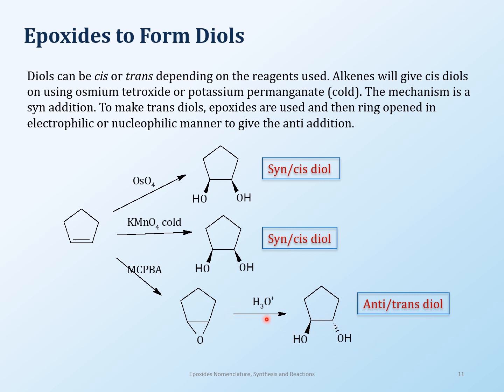Now, you can also use hydroxide here, by the way, and I have that in the slides before. So you can use either H3O plus or hydroxide. Either electrophilic or nucleophilic, it doesn't matter. The main thing is you're going to get a trans diol using an epoxide. Depending on what kind of diol you want and how much money you have, because osmium tetroxide is expensive, you decide what reagents you want and what kind of product you're looking for.